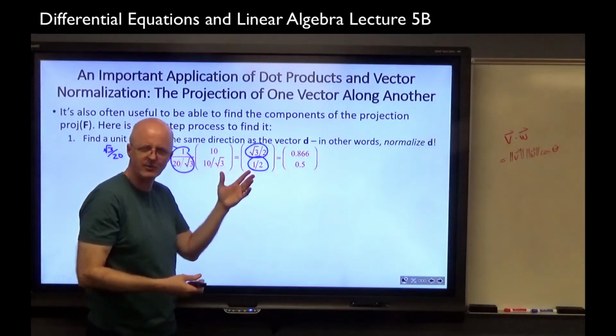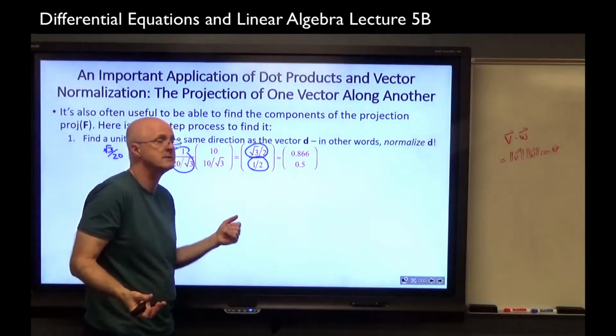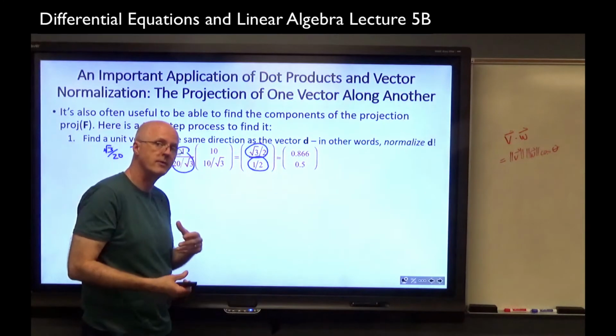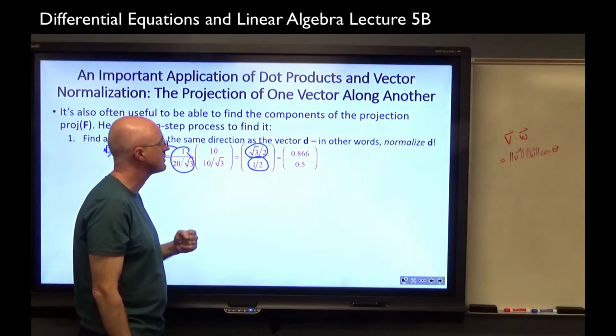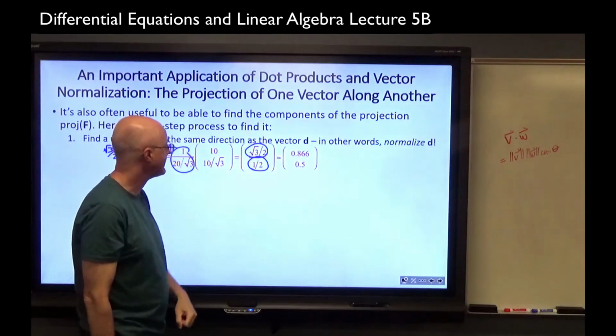And get the square root of 3 over 2 squared, for example, would be 3/4, and 1/2 squared would be 1/4. 3/4 plus 1/4 is 1. This is a unit vector. Square root of 1 is 1. It's approximately that.